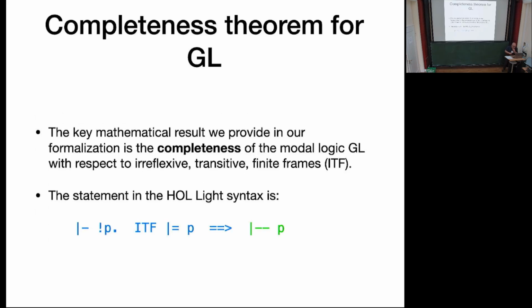So, with this we can prove the completeness theorem. The completeness theorem is the hard part from the mathematical point of view of our work, which says that if you have a proposition, it's the other direction in some sense. So if you have a formula P, if P is valid, then P is provable.